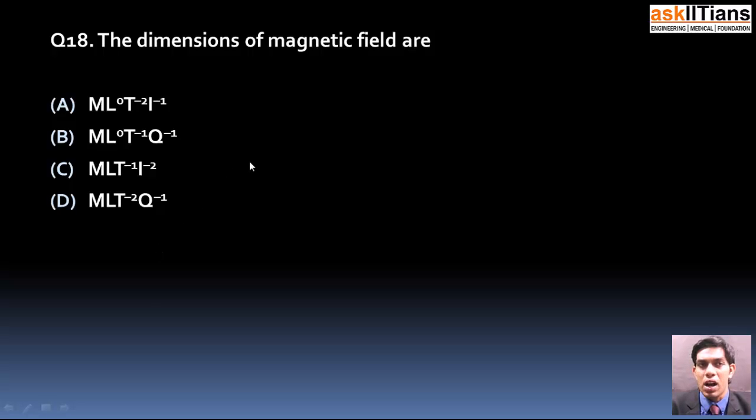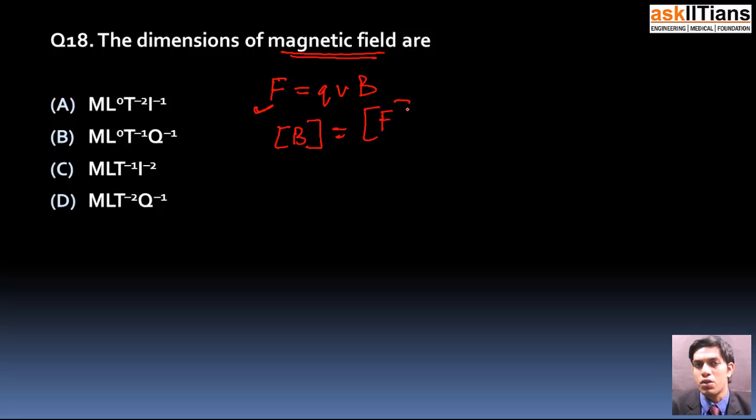Here we have been asked to find out the dimension of the magnetic field. In this particular type of question, we need to find out the relation between the physical parameters which we already know to the parameter which is being asked. For example, I know a relation which relates magnetic field to the force, and I'm very comfortable with the dimensions of the force. So F is equal to QVB. So dimension of the magnetic field is equal to the dimension of the force divided by the dimension of charge divided by the dimension of the velocity.